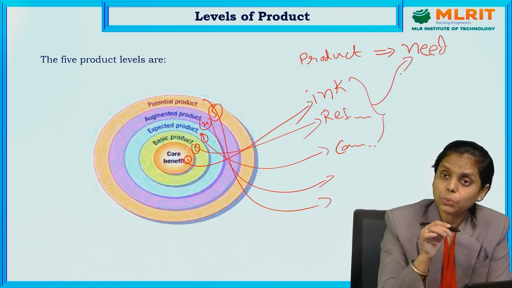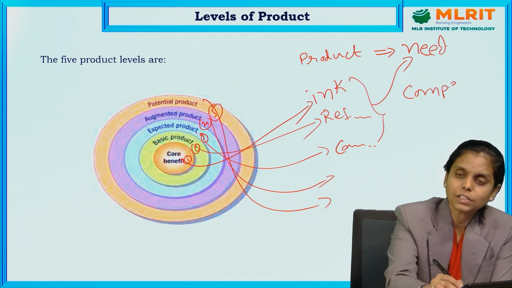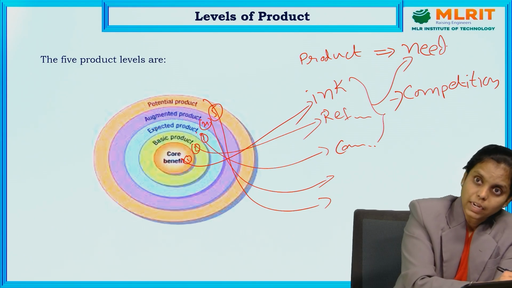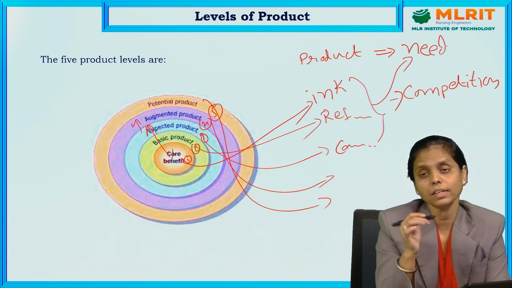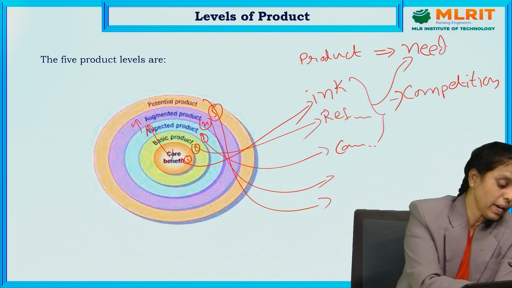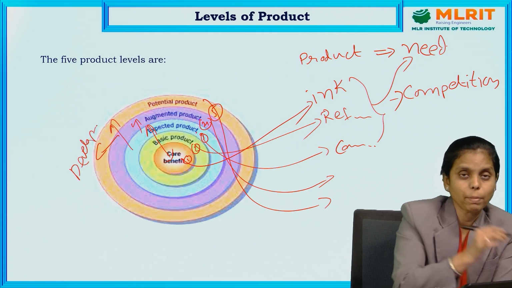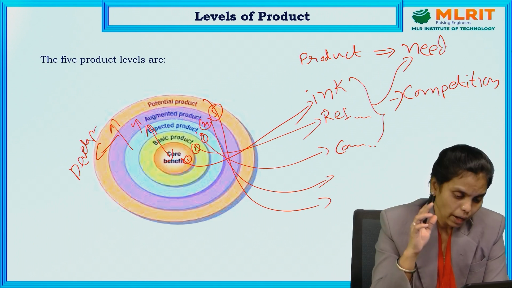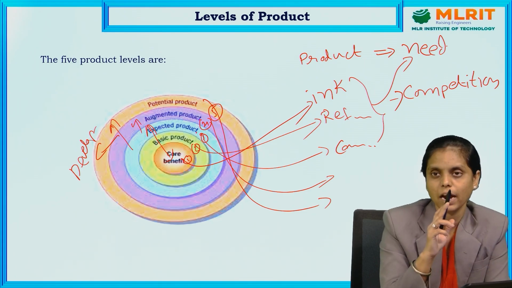Now, why do we need to understand the different levels of products? So that we can give competition effectively. How? Basically, in a developing country like India, we have competition up to these three levels, and of course, for certain types of products, it extends to the augmented level. But in a developed country, the competition will exist at the potential level, because every company, every competitor is able to fulfill all the basic needs. So the competition will exist at the potential level.